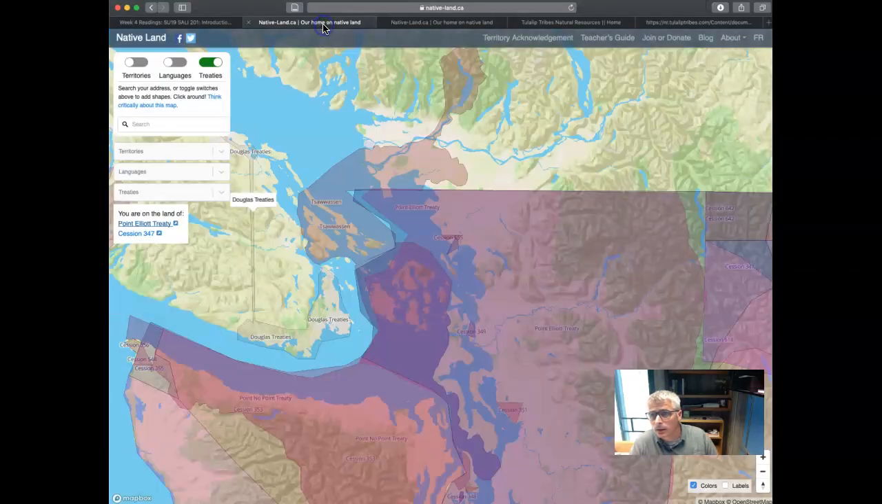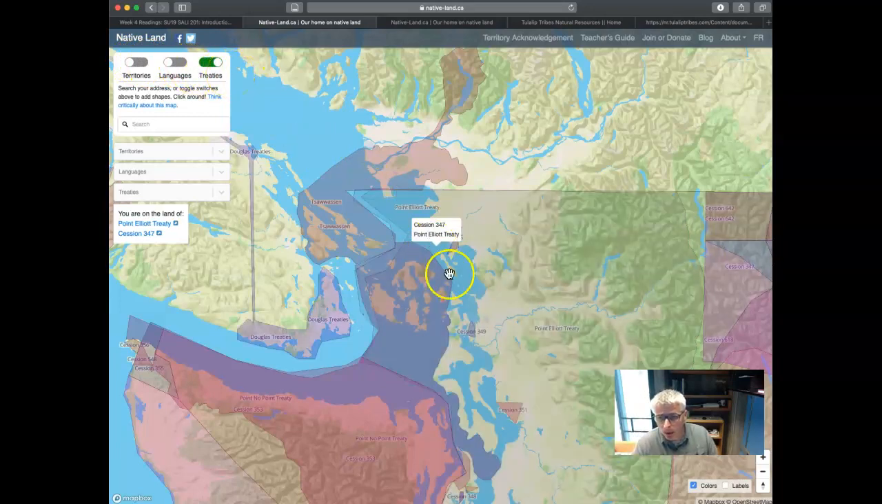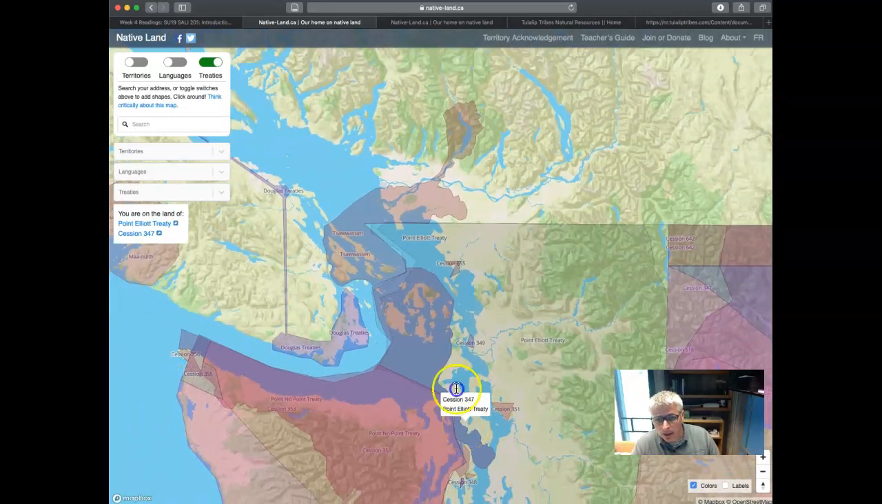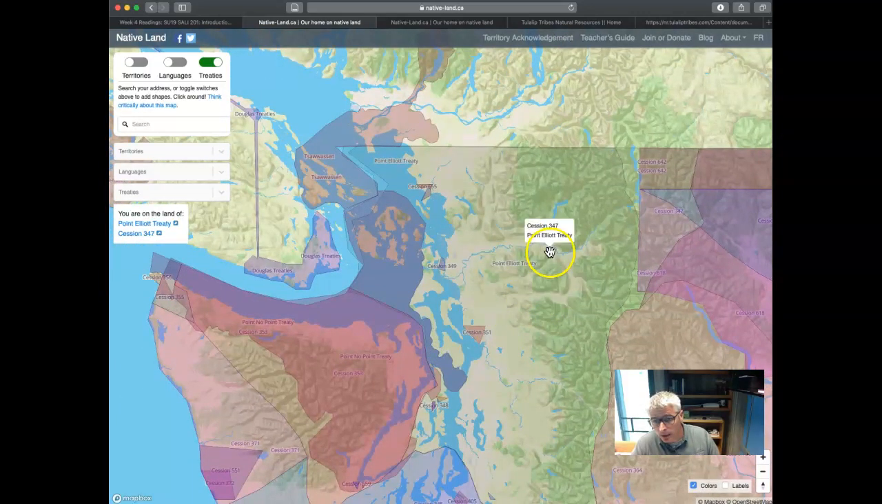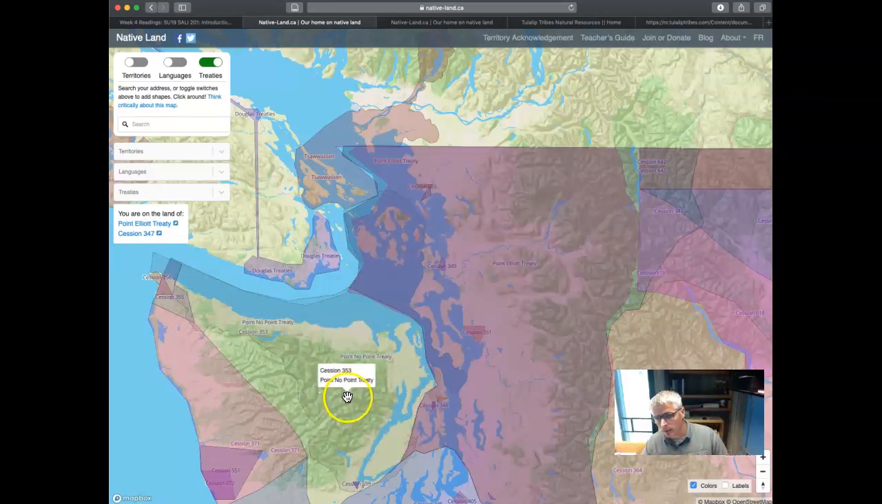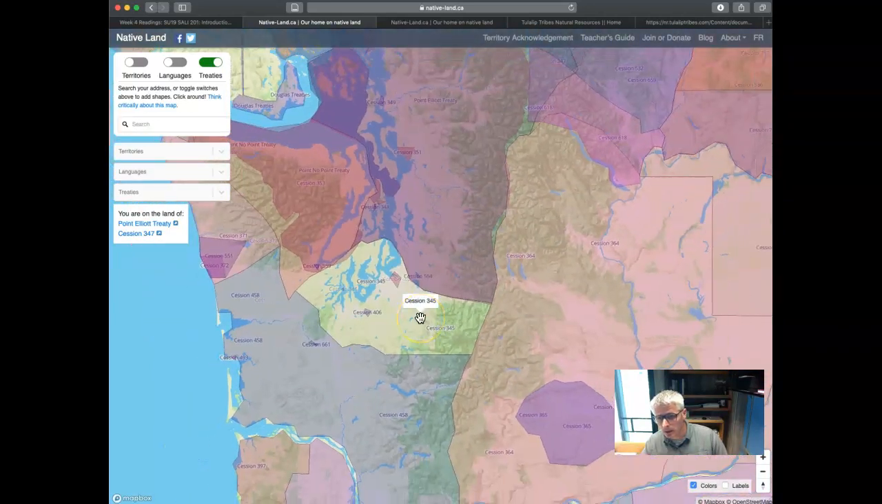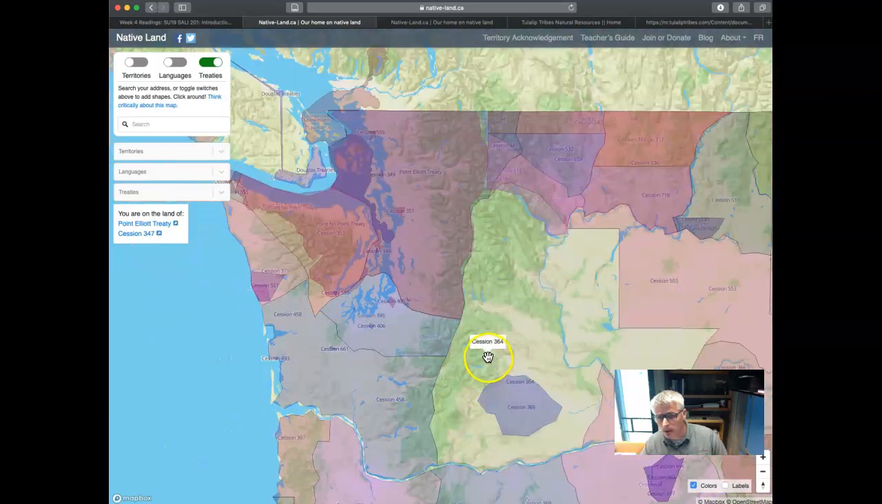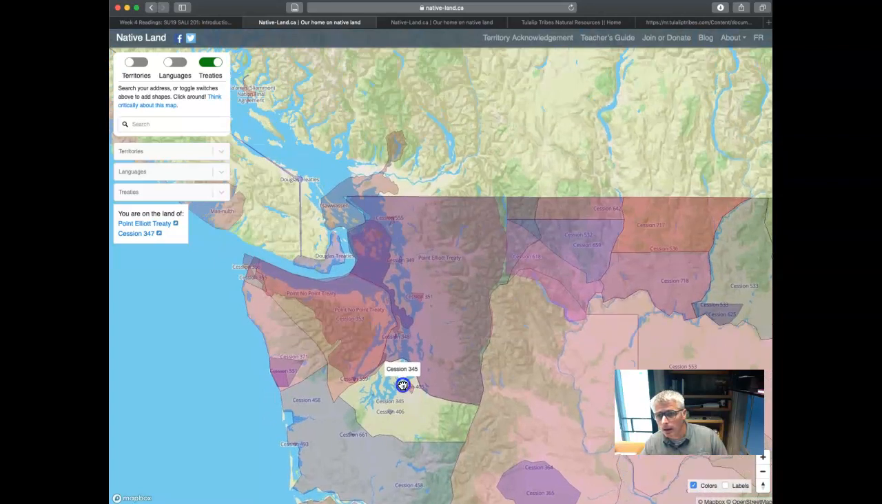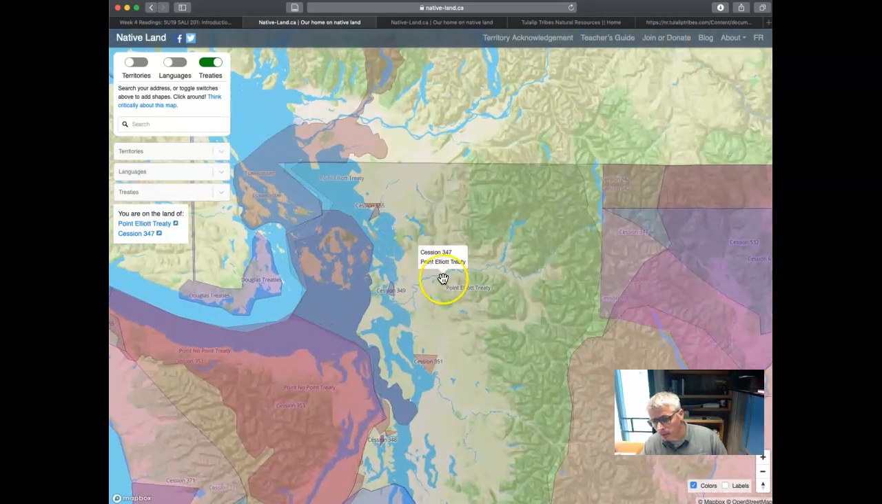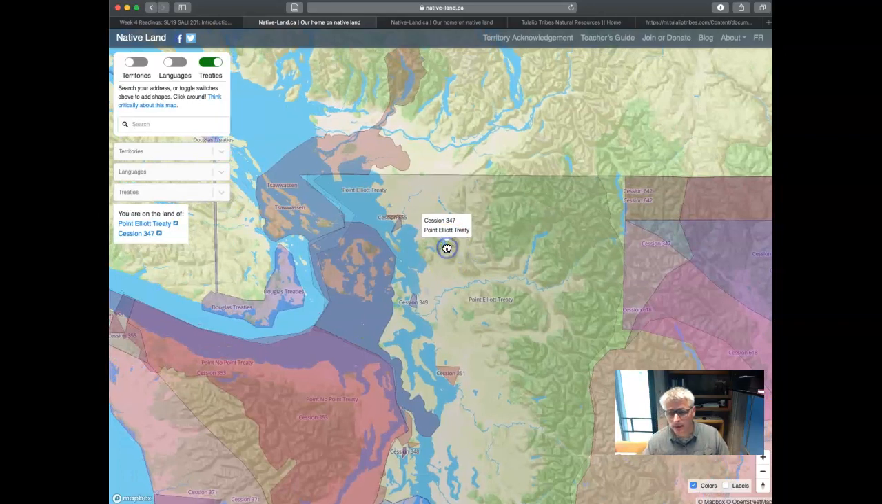Additionally, I want to jump back to this nativeland.ca website. Here I've turned off territories and languages and just turned on treaties. This is pretty cool. You can zoom in and out and see the Point Elliot treaty, the treaty we'll be talking about, which is one of the Stevens treaties that's really similar to the Point No Point Treaty, and to the south it should be the Medicine Creek Treaty. I'm not seeing it right now, but they're pretty similar languages. The Point Elliot Treaty was signed in 1855.